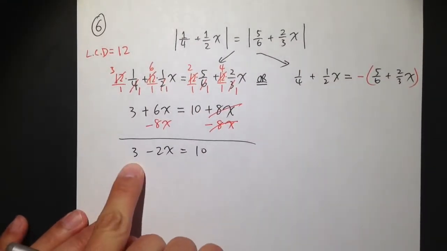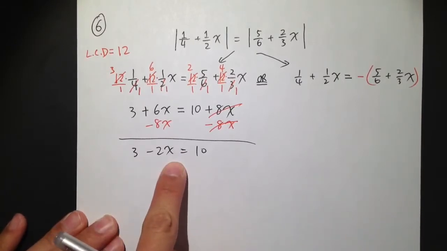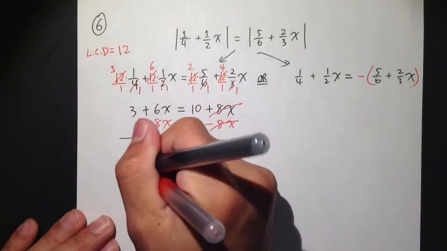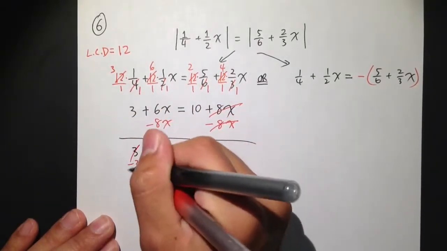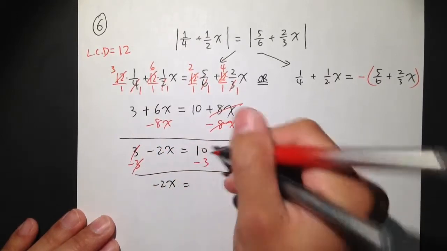So again, this 3 is a number, and we'll have a minus 2x. So they are 2 different terms, and we have to get rid of this 3. That's minus 3 on both sides. Cancel, cancel. And I get negative 2x is equal to, this is 7.